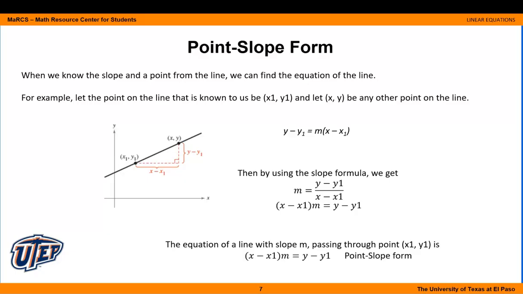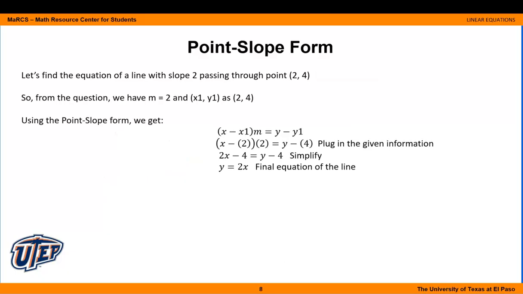Let's walk through an example step by step. We're given a slope of 2 and the point (2, 4). First, substitute into the formula: y - 4 = 2(x - 2). Now simplify. Distribute the 2: y - 4 = 2x - 4. And then add 4 to both sides. That'll give us y = 2x. So the equation of the line is y = 2x.